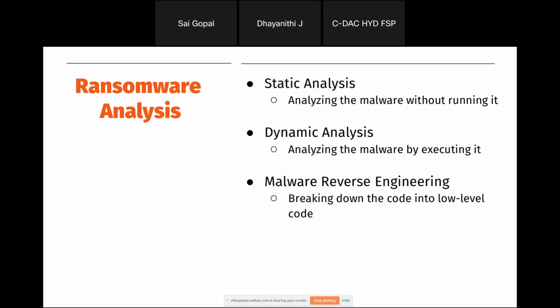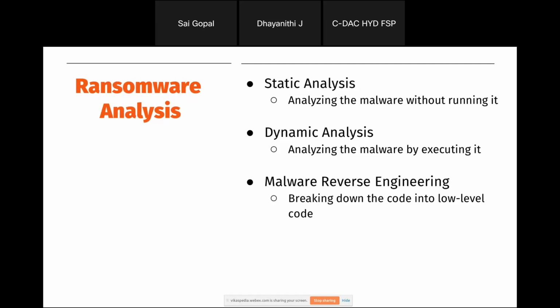So ransomware analysis helps us find out more about the malware. Once you understand more about the malware, you can identify the techniques to stop its spreading. Doing the analysis also helps us identify similar attacks that happened in other networks as well. That is the reason why we do a malware analysis or a ransomware analysis. Whenever you talk about ransomware analysis, we generally have three techniques: static analysis, dynamic analysis, and malware reverse engineering.